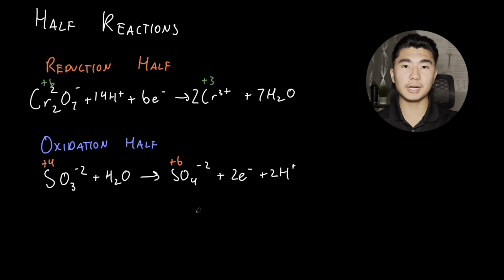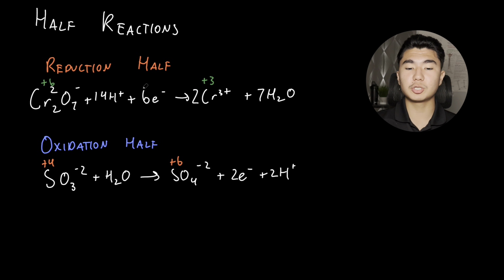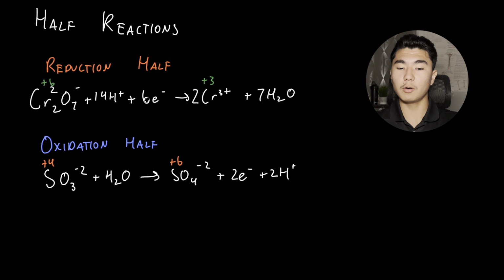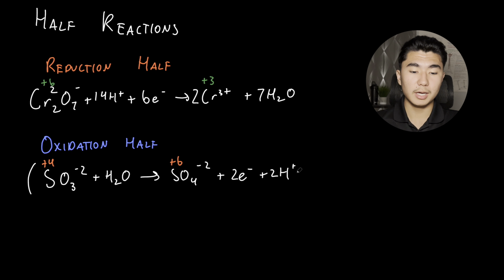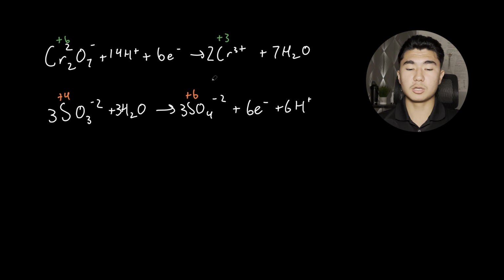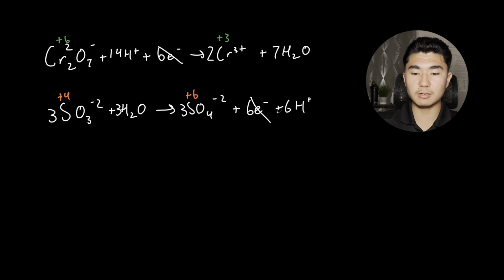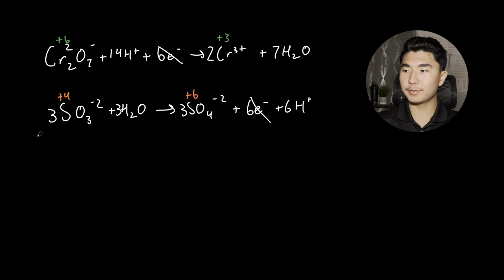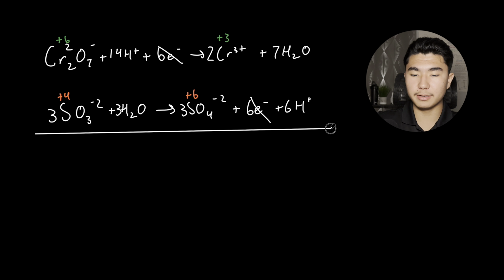So these half reactions need to add up in order for us to get that final reaction. For that to occur, we need our electrons to be the same number. Over here we have 6 electrons, over here we have 2. So what we have to do is multiply by 3 in order to get to that 6 electron side. Once we do that, we end up with this reaction. We can cancel out our electrons and add up everything.